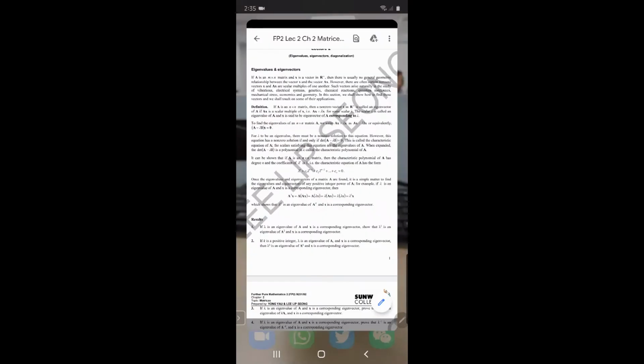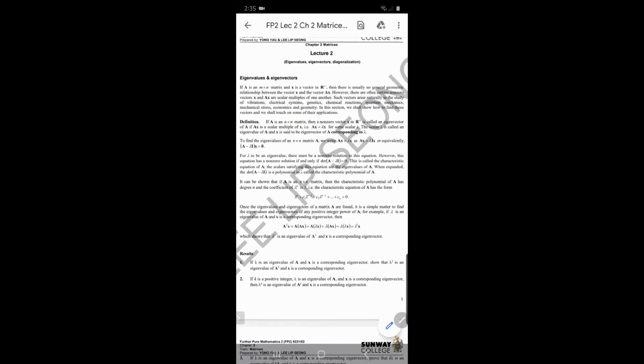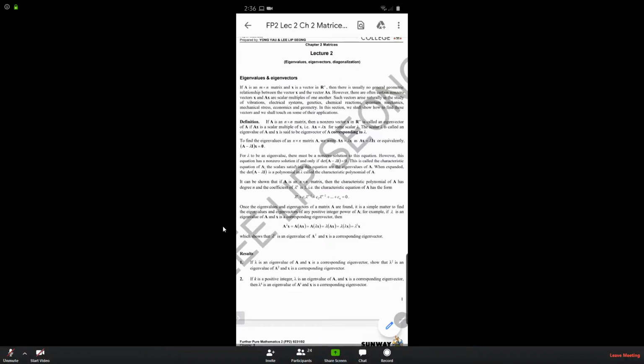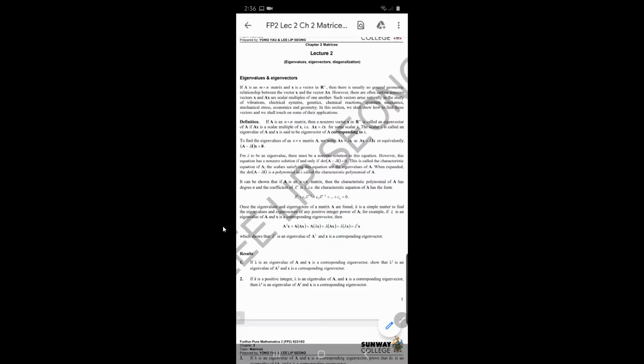There is usually no general geometric relationship between the vector x and the vector Ax. However, there are often certain non-zero vectors x where x and Ax are scalar multiples of one another. Such vectors arise naturally in the study of vibrations, electrical systems, genetics, and so on. In this section, we shall show how to find these vectors and we shall touch on some of the applications. So let's look at the definition.